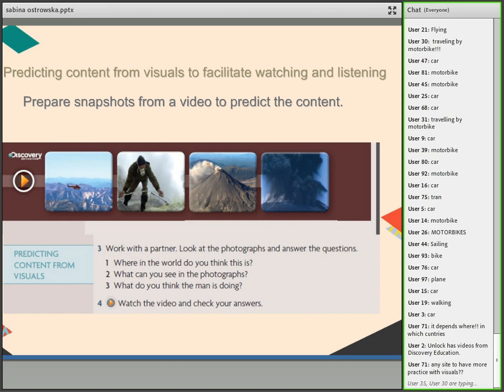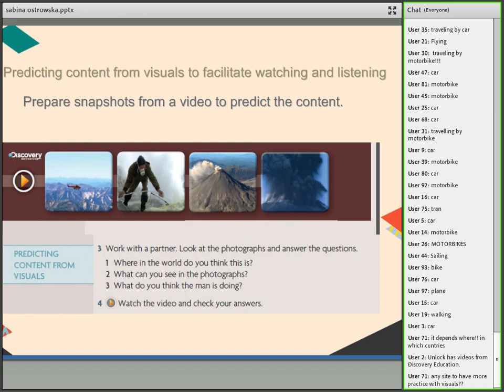But just having this little pre-watching task makes students interested in this, and also allows students, some students might have been to Russia, some students might have watched a video on Discovery Channel, or might have read about this.